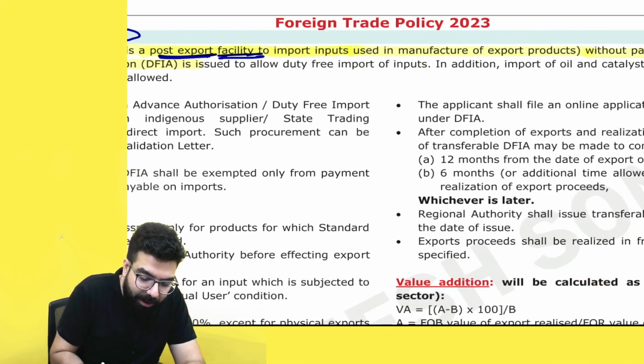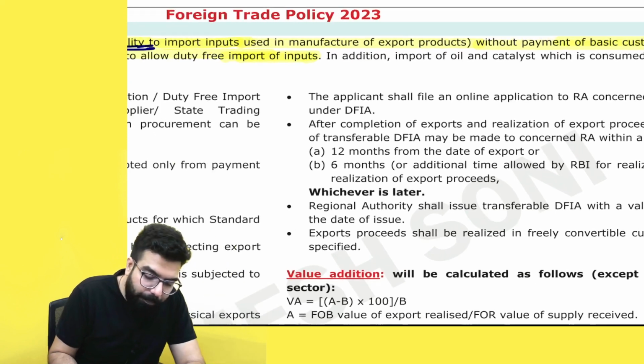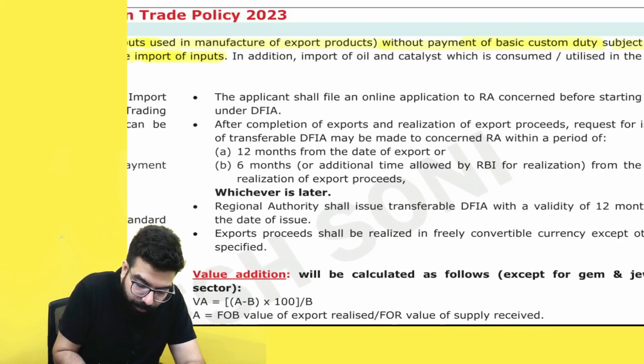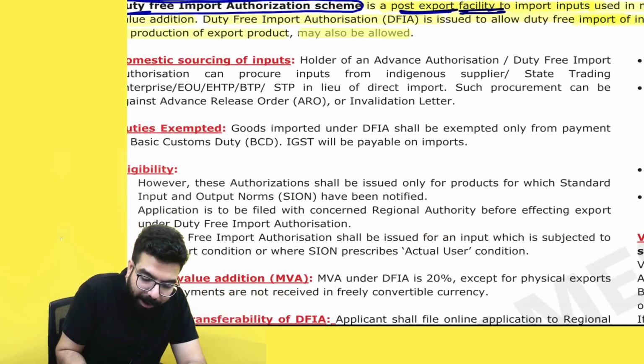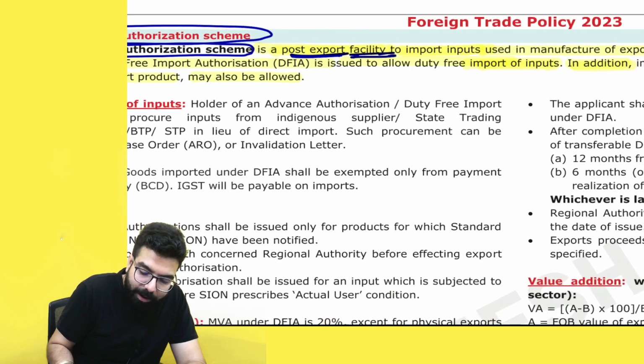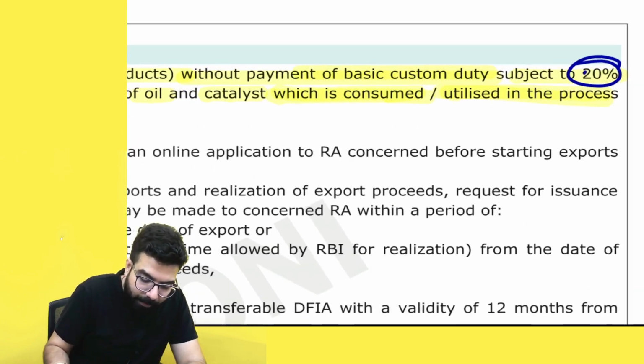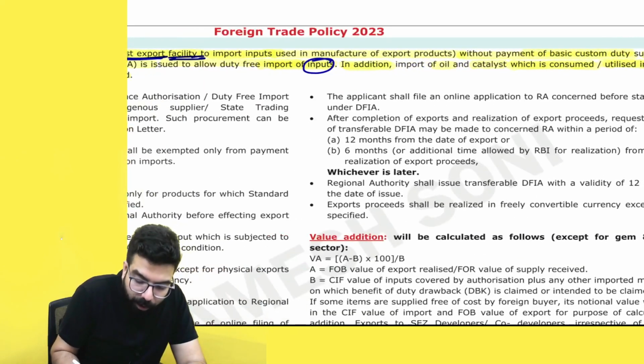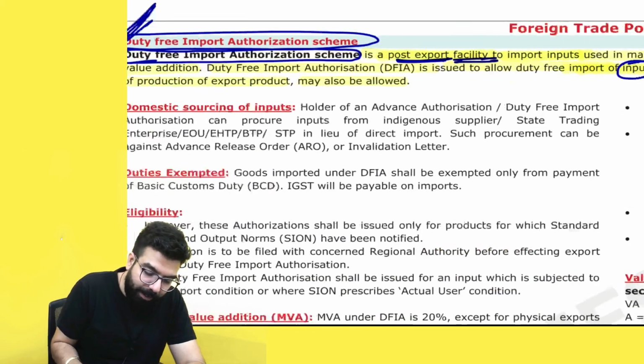Duty-free import authorization is issued to allow duty-free import of raw material, import of inputs. In addition, oil and catalyst which are consumed or utilized in the process of production may also be imported. So, sir, value addition, remember over here, is 20%, and under duty-free import authorization you can import inputs, you can import oil, and you can import catalyst also. Okay sir, point is clear.